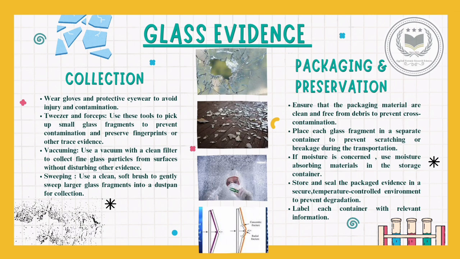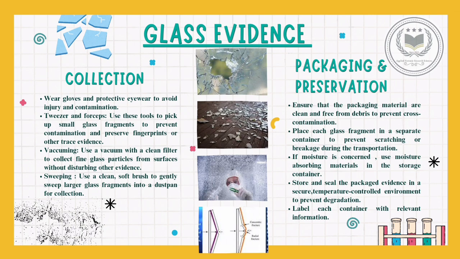So, the procedure for collection of glass evidence starts with wearing gloves and protective eyewear to avoid any contamination or injuries. The first method is picking the small fragments or glass pieces carefully by using forceps and tweezers. Usually, the forceps and tweezer method is used for all types of trace evidences to prevent their contamination. The next method is to use a vacuum with a clean filter, usually to collect very small or fine glass particles from cloth surfaces or mattresses.